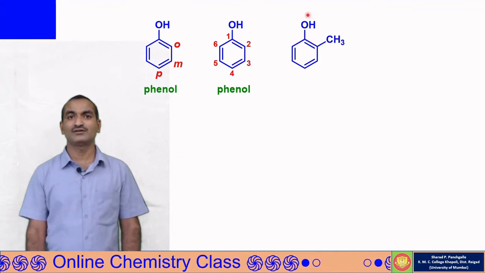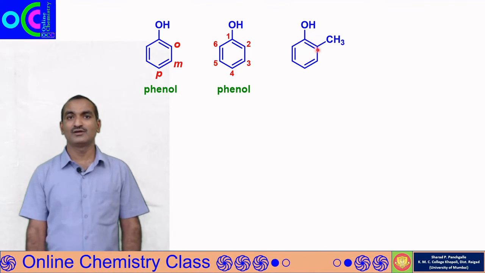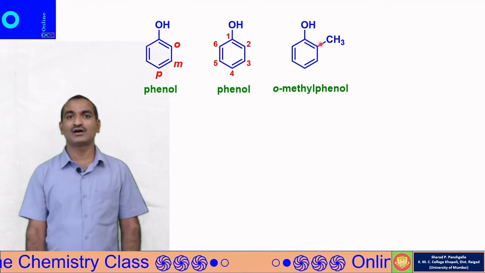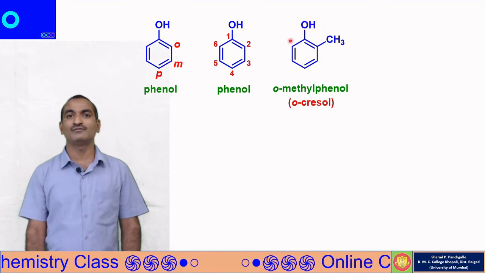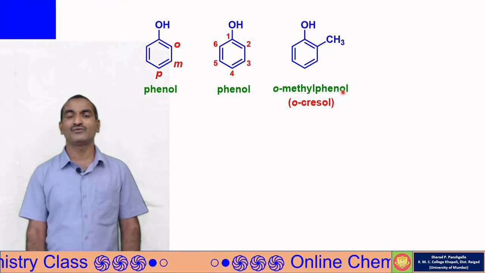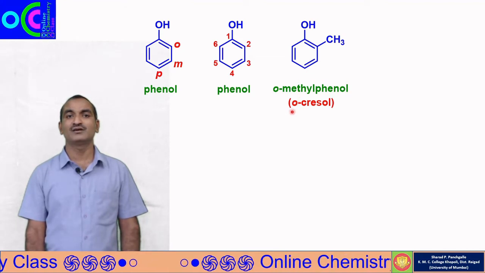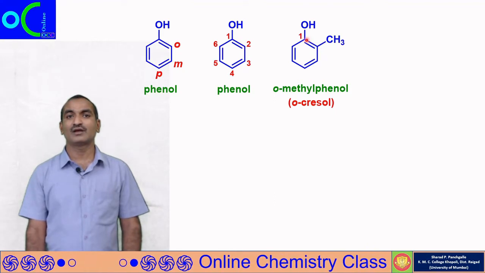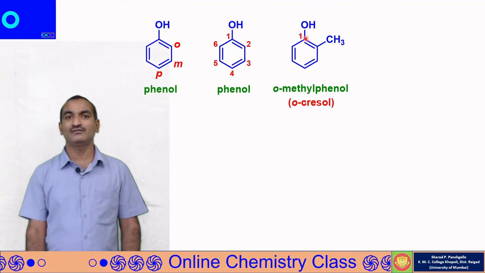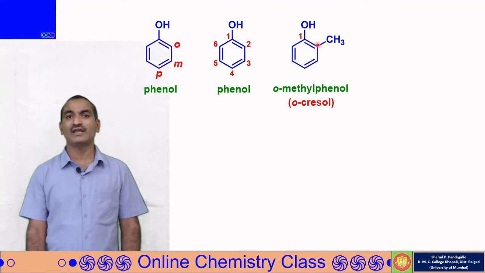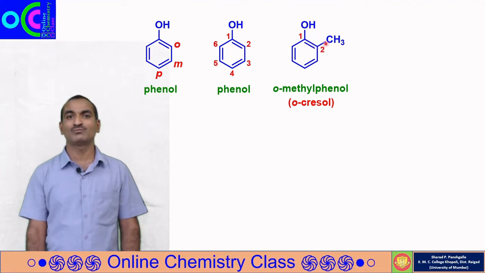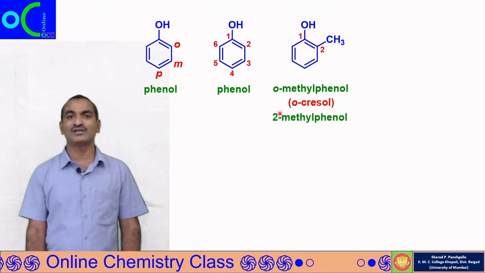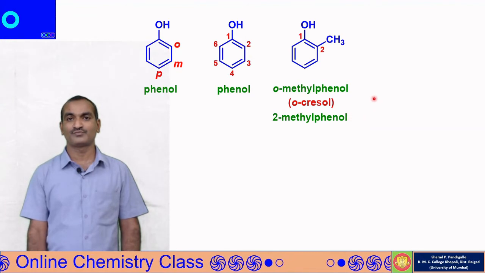Now this is the example of phenol in which at ortho position there is a methyl group. So this is the ortho position. So this will be known as the ortho methyl phenol. Its common name is the ortho cresol. Now in IUPAC nomenclature, the carbon on which hydroxy group is present is position number 1. Next position is position number 2. So at position number 2 there is a methyl group. So the IUPAC name for this compound is 2-methyl phenol.